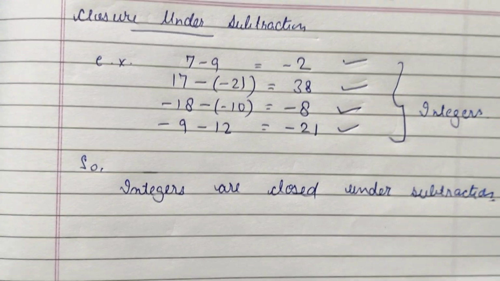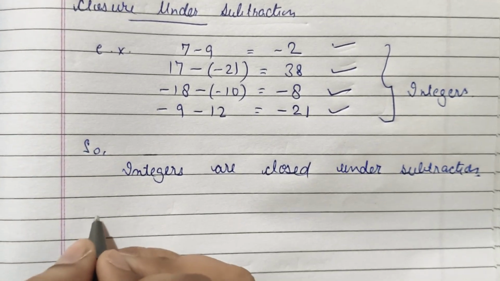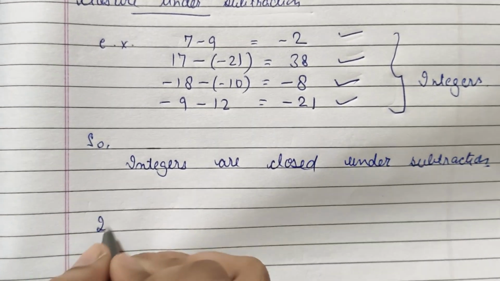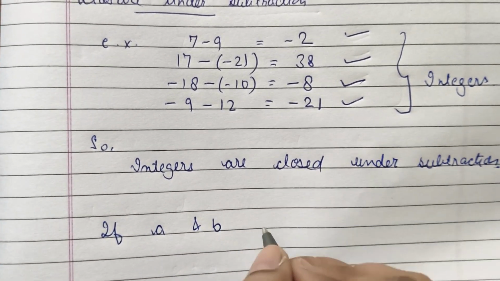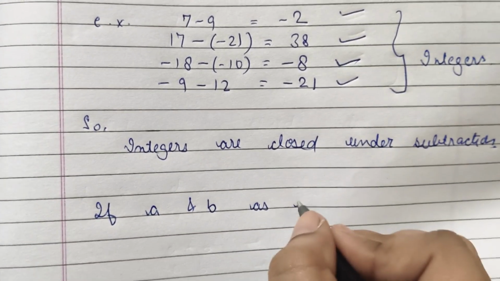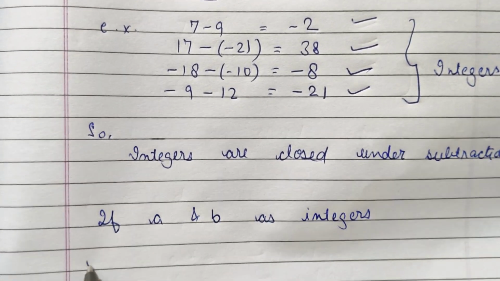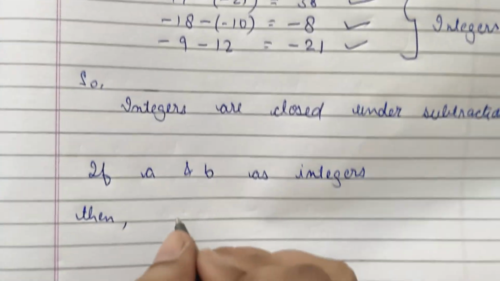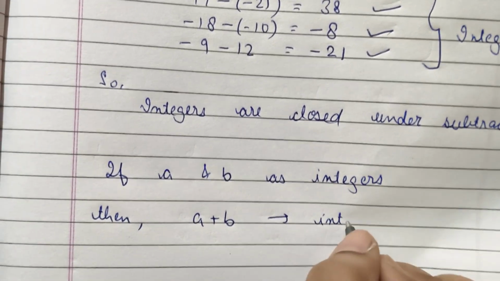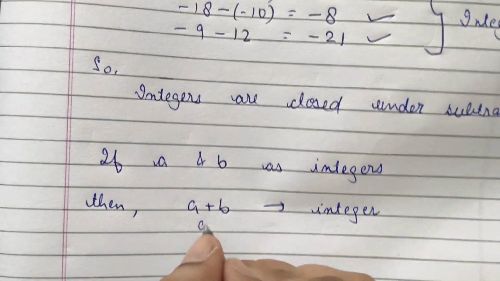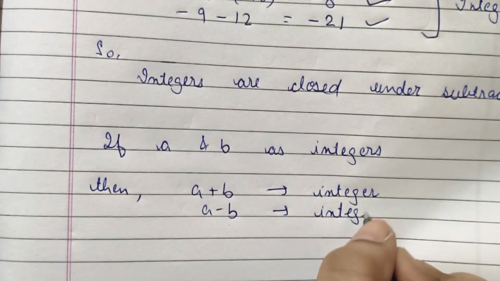We have understood closure under addition and closure under subtraction. So lastly, we can conclude that if we have A and B as integers, then A plus B is also an integer and A minus B is also an integer.